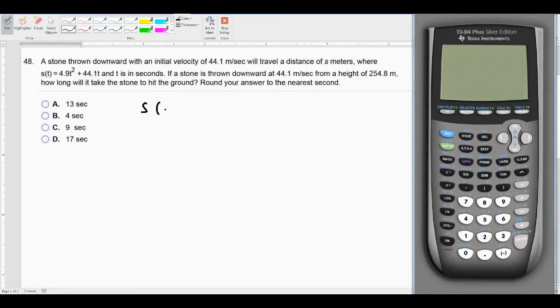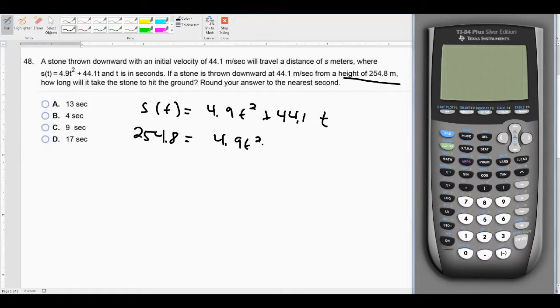So we're going to look at our given function. And we're told that the stone is thrown from a height of 254.8. Well, since s is the height, we're going to call that 254.8. And we're going to find the time t for it to hit the ground. Now what that means is we need the equation equal to 0, because when it hits the ground it's equal to 0. So we're going to subtract 254.8 from both sides, which just means we're moving it over.